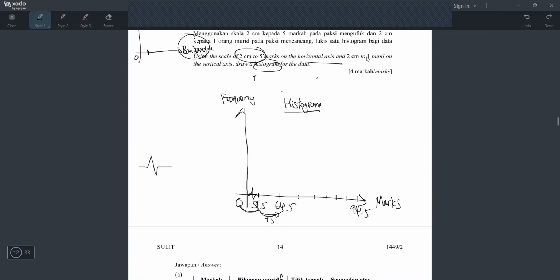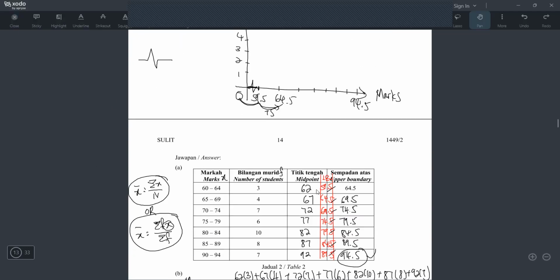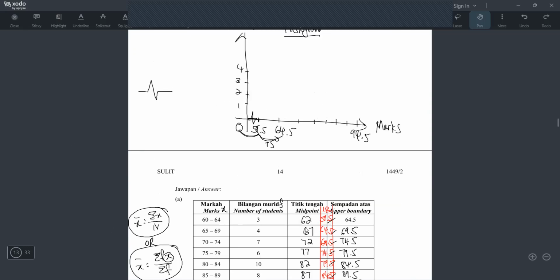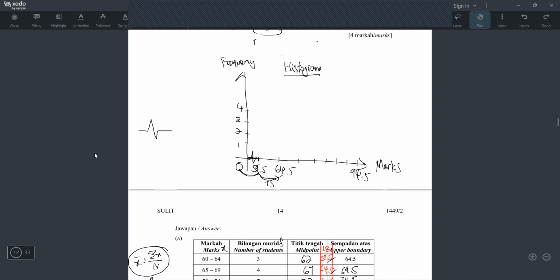Okay, what about frequency? Yang ni boleh ikut. 2 cm to 1 on vertical, yang ni boleh ikut. You buat 1, 2, 3 macam ni. Yang ni boleh. It's just that the x-axis, you should always start with the lower boundary. Okay, but if they want frequency polygon, the first one you will start from the midpoint of the first class. Okay. Oh, by the way, kalau frequency polygon, you kena tambah satu kelas. Kena tambah satu kelas. Because your frequency polygon kena start dari kosong. Okay. Tapi ya tu bila saya jumpa soalan baru saya explain lah.